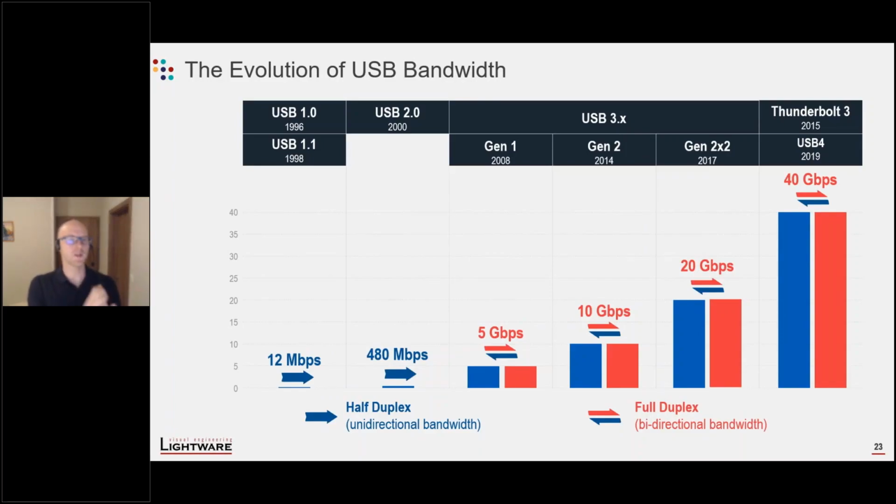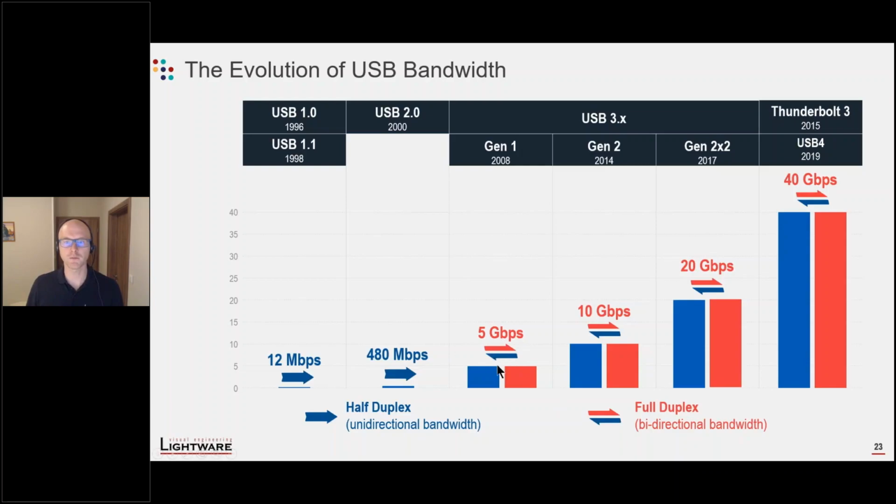As you can see, we start with USB 1.0, which supported 12 megabits per second. Then USB 2.0 supported 480 megabits per second. And as you can see, these were half duplex. And then USB 3.x, Gen 1, Gen 2, and then Gen 2x2, supported 5, 10, and 20 gigabits per second. And now we have Thunderbolt 3 and USB 4, which can go as high as 40 gigs. And these numbers are full duplex.